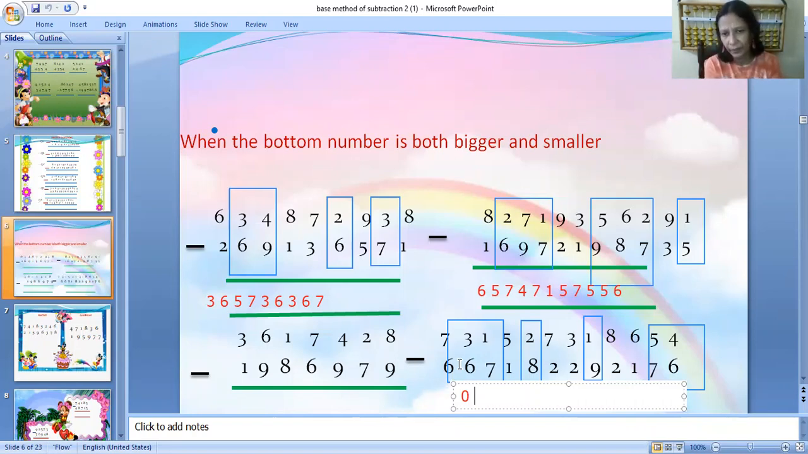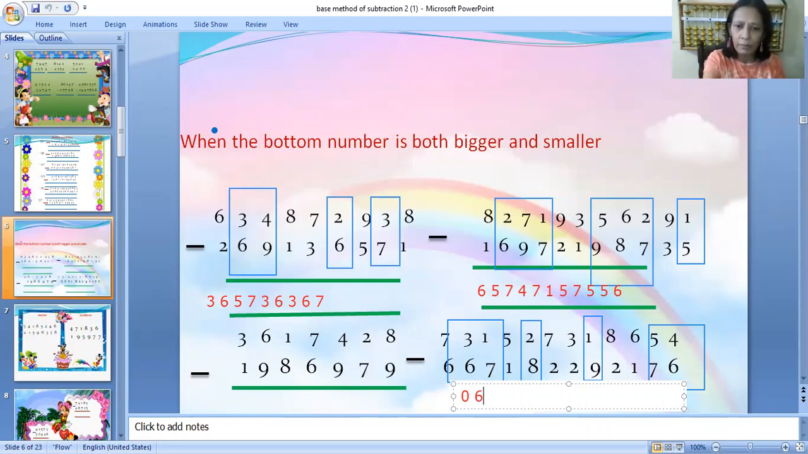Move to the next pair. 3 and 6. You need borrowing here. So find out what is the complement of 6. 4 is the complement of 6. What will you do with 4? 4 you will add with 3. 4 plus 3 is 7. Will you write 7 here? No. Why not? Because in the next pair you need the borrowing.